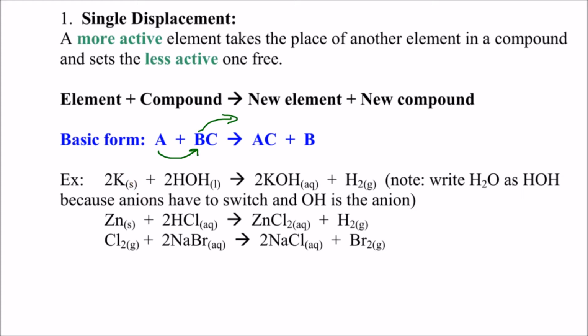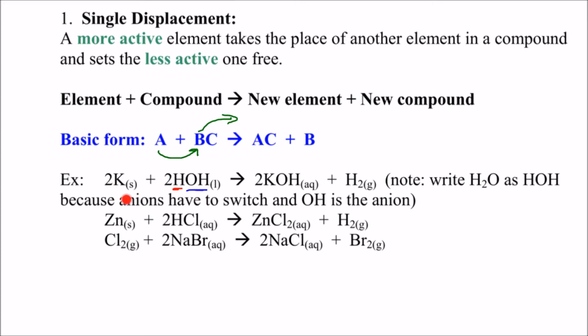Alright, so let's look at a couple of examples here. We've got potassium, and here I have HOH. That is just a different way of writing water, and we're writing it that way so that you can see what the cation and the anions are. Okay, so here this first hydrogen is obviously the cation, and then this hydroxide is the anion. Okay, so the potassium is a metal. Metals tend to lose their electrons and become more positive.